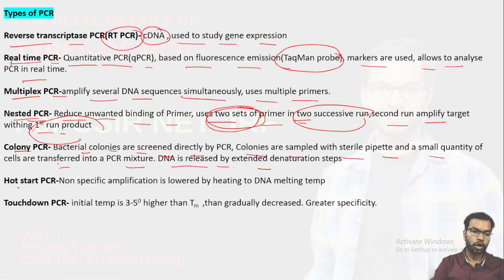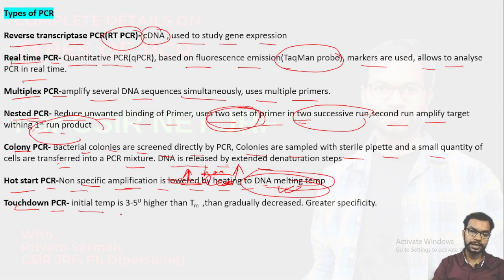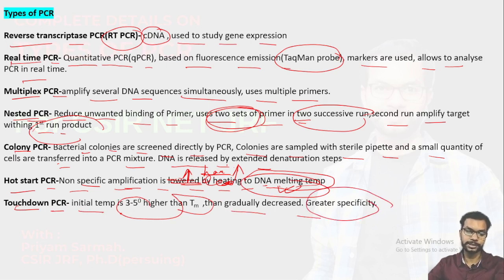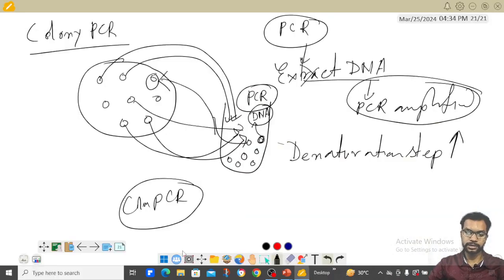The next is hot start PCR. Here non-specific amplification is lowered by heating the DNA, by increasing the melting temperature. Okay, then touchdown PCR. Here the initial temperature is 3 to 5 degrees higher than the melting temperature and is gradually decreased. It provides greater specificity. Let's see this in a while.